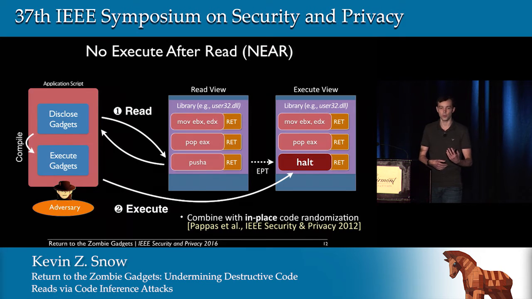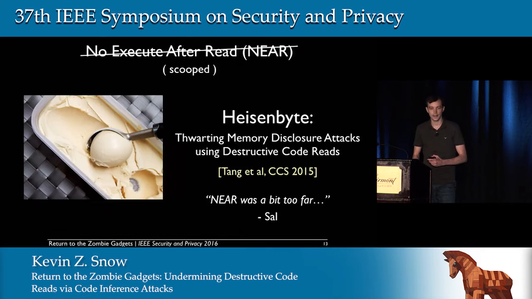So we combined this no execute after read primitive with a fine-grained randomization scheme that works in a binary compatible way, and did some experiments, wrote a paper up, and then we saw that someone had actually just published this paper at CCS this last year with the exact same idea. So this was Heisenbyte: thwarting memory disclosure attacks using destructive reads. We went back and forth with the authors of this paper a little bit, and they kindly informed us that our solution, NEAR, was just a bit too far. And it's true, we took a little too long getting it out the door.